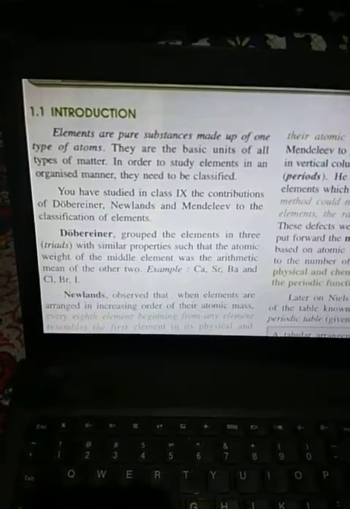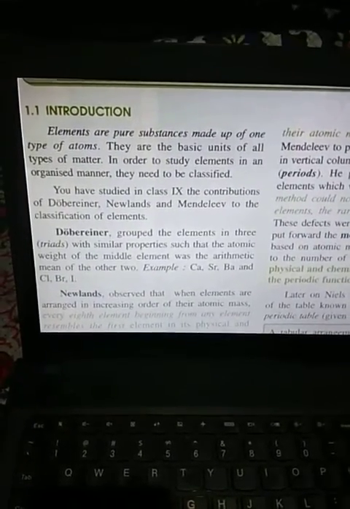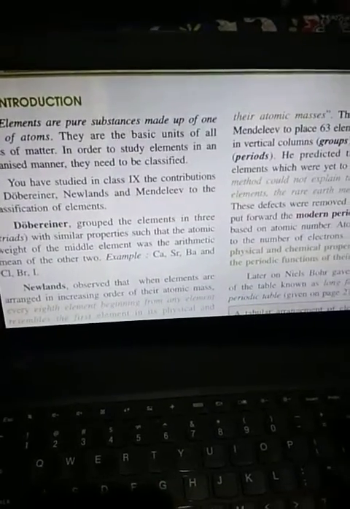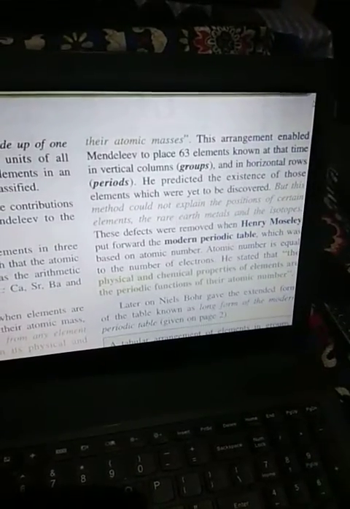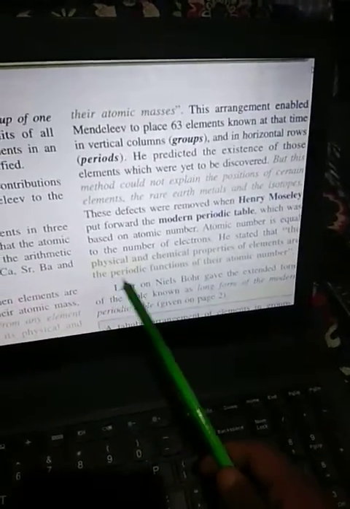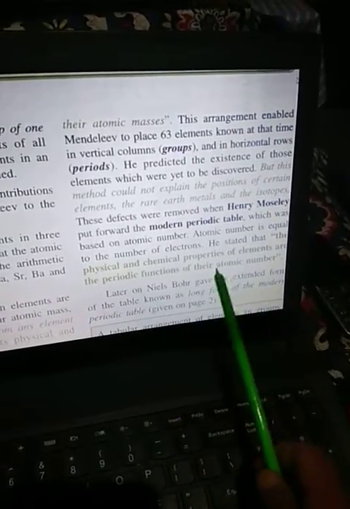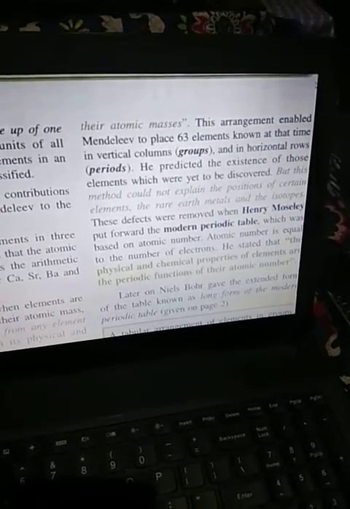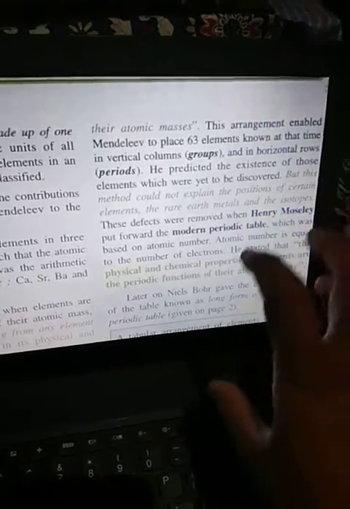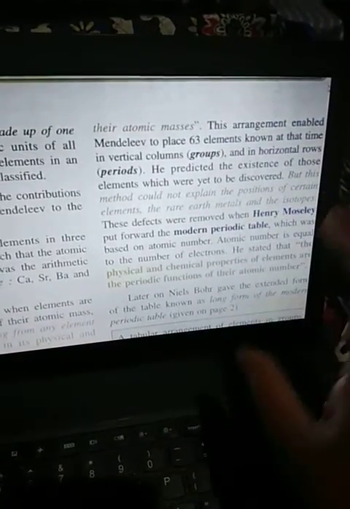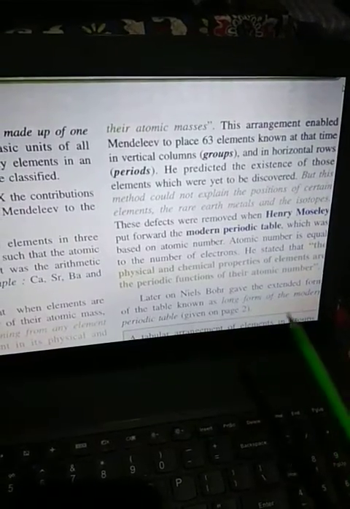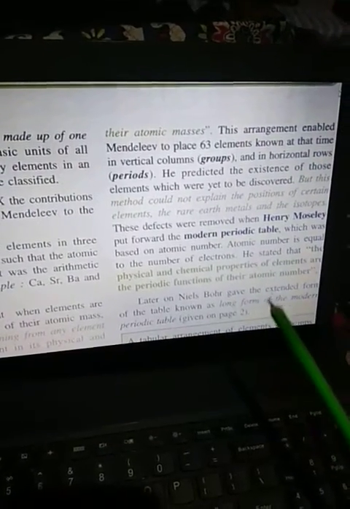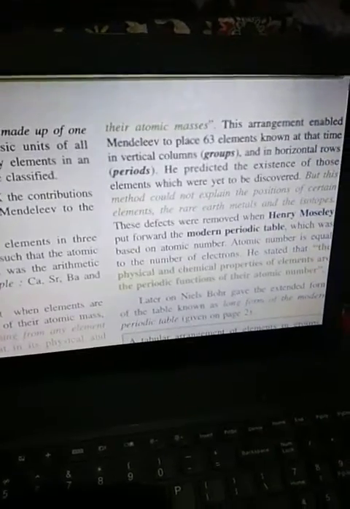But later on this could not explain some positions of the elements in the periodic table, so the modern periodic law came. According to the modern periodic law, the physical and chemical properties of elements are periodic functions of their atomic numbers. This law is now applied in the modern periodic table. Fine.